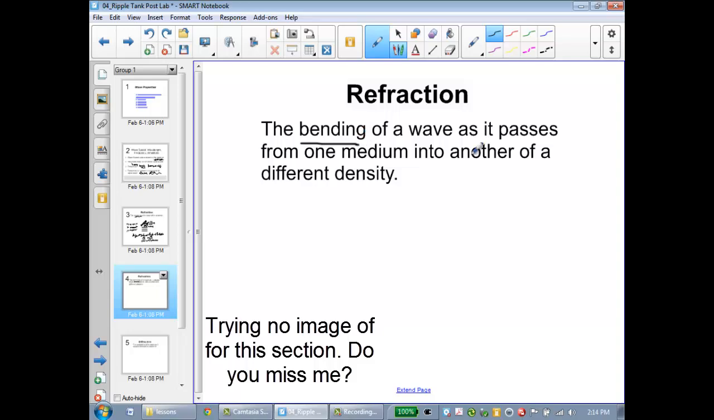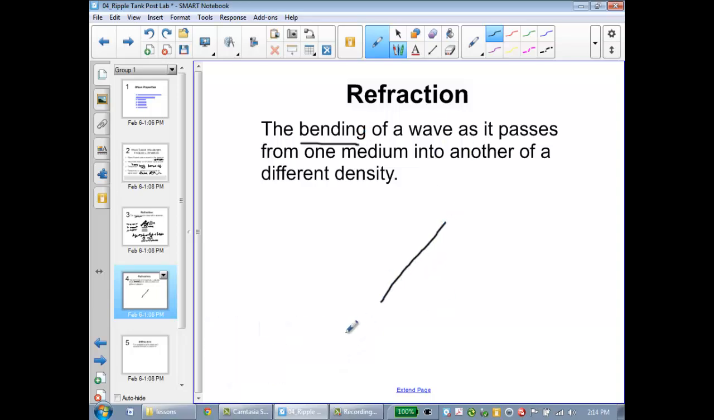Key word here, bending. The picture that I want to draw of refraction is going to be, this line represents a barrier from shallow water to deep water. And imagine that we had our wave traveling in deep water where it travels very fast. And then it goes into shallow water where it travels slow.